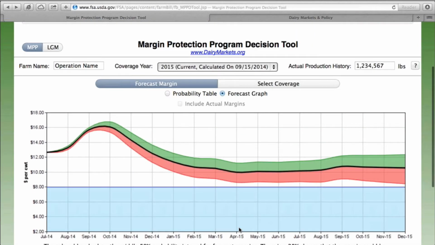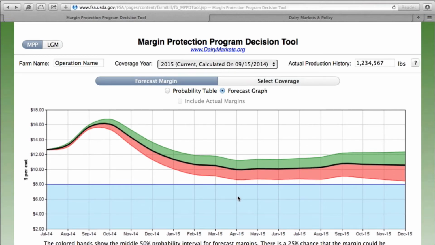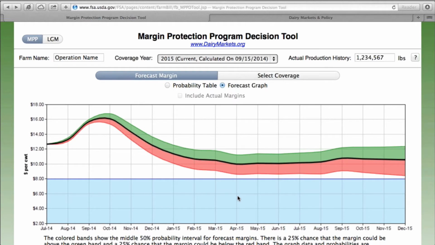So this is the first thing you see. This is the MPP margin forecast through the next coverage year, 2015. And as you can see here, it's calculated using yesterday's market prices.